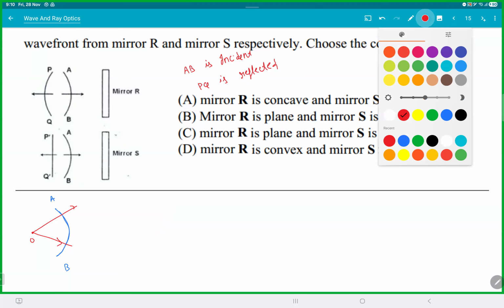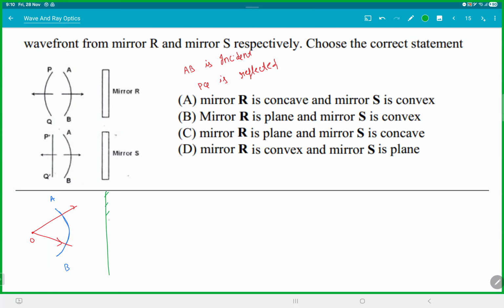So this will happen when this was a plane mirror. The light rays will hit here and they will bounce back here, just like an image. So then the wavefront also will be like this. Look at this, the incident and the reflected, they just got inverted. They're just traveling backward. This happens for a plane mirror. Look at the next one.